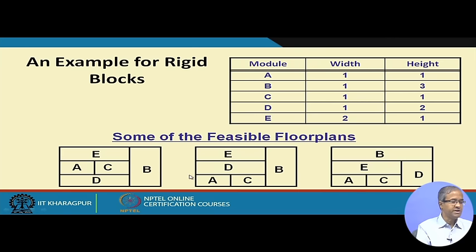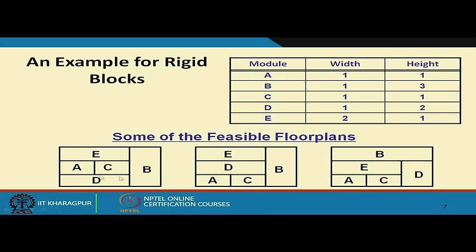Now, one thing you see, although I know that B is 1 by 3, I can lay it out either vertically or horizontally, that flexibility I have. Okay. Similarly, D, I can lay it out either horizontally or vertically, because I know the shape of the block, and there is no problem if I rotate it by 90 degrees. So, a horizontal block I make it vertical by rotating, that flexibility I have. By doing that, these 5 blocks can be placed in several ways. So, you can have several alternate floor plans.